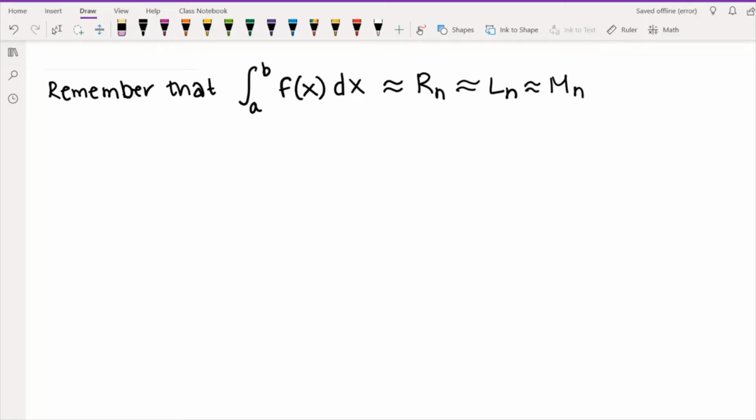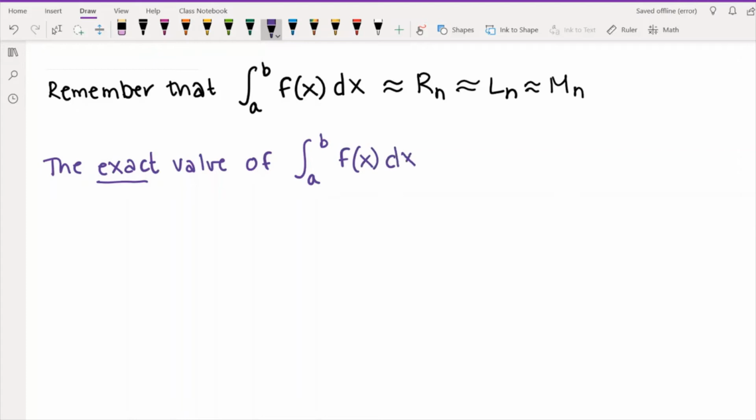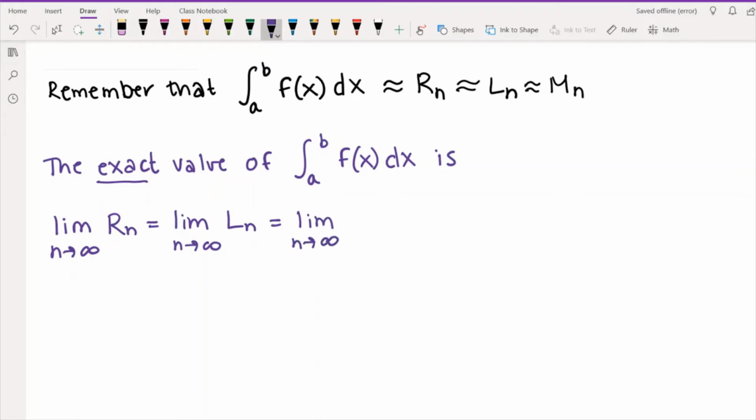So how can you find the exact value? Or maybe I shouldn't say how can you find, but what is the exact value of the integral from a to b of f of x dx? It is going to be the limit as n approaches infinity of Rn, which is the same thing as the limit as n approaches infinity of Ln, which is the same thing as the limit as n approaches infinity of Mn.